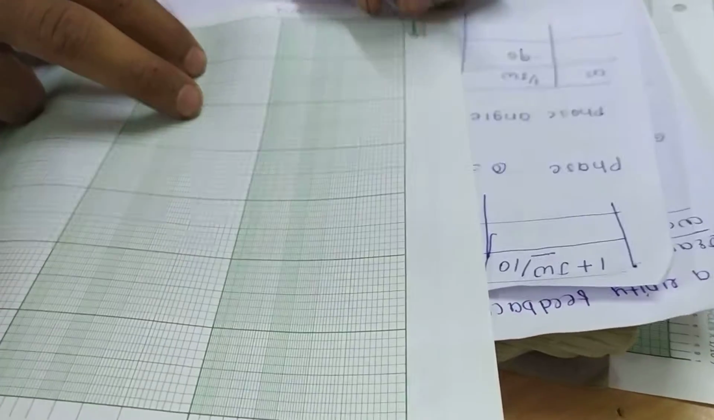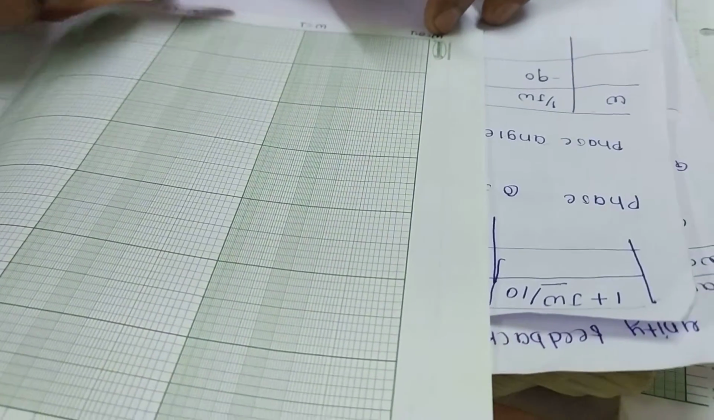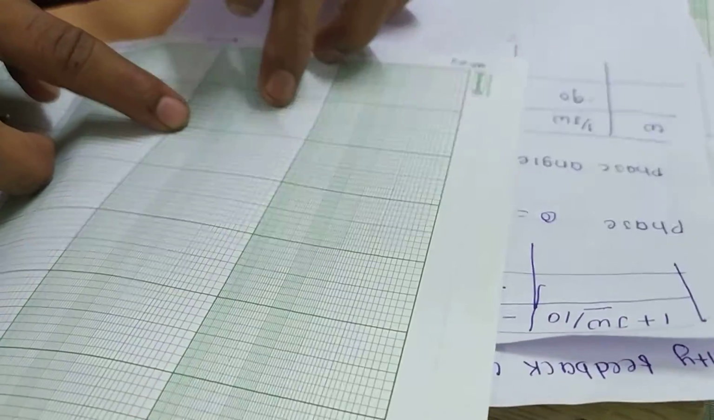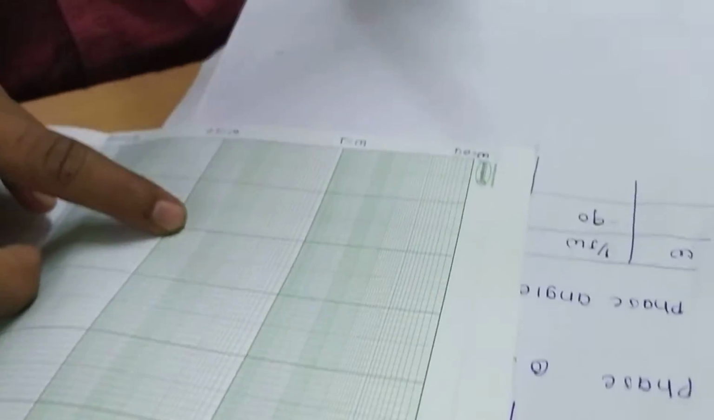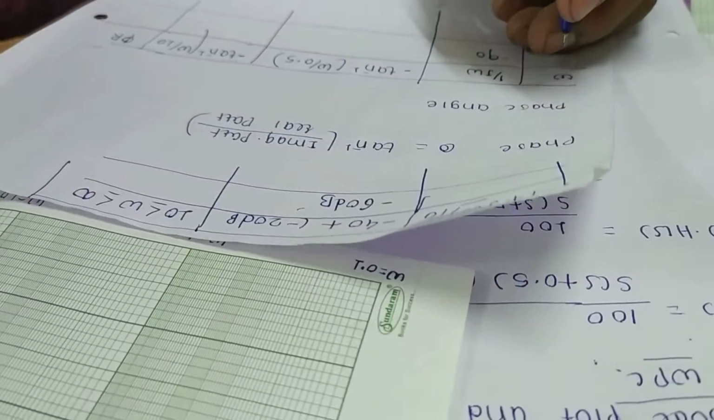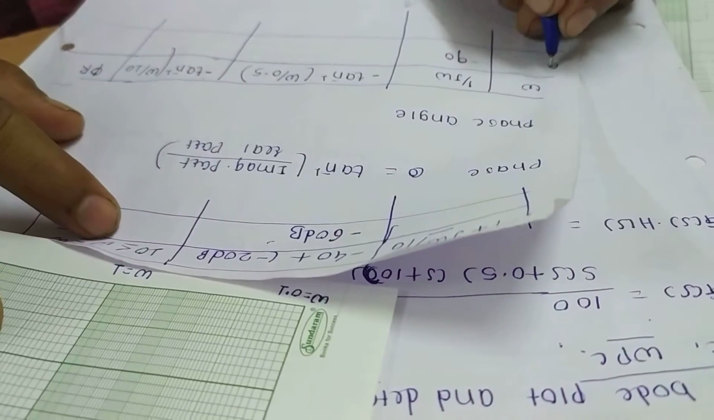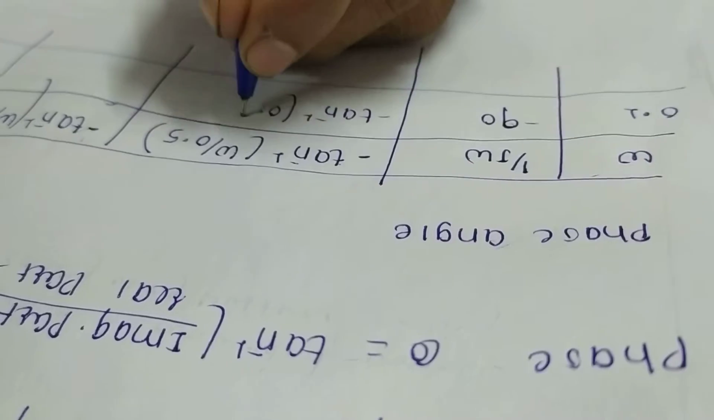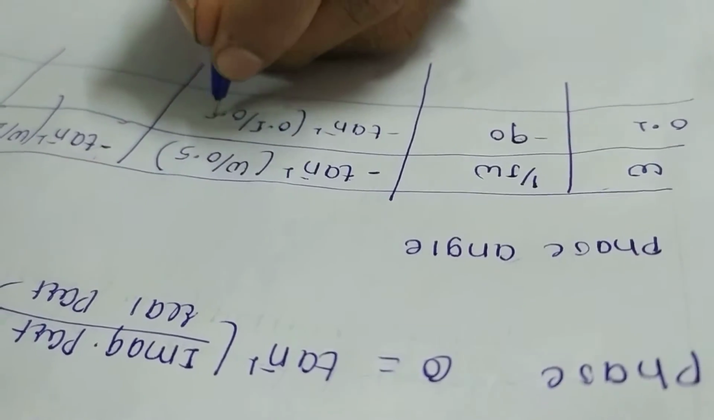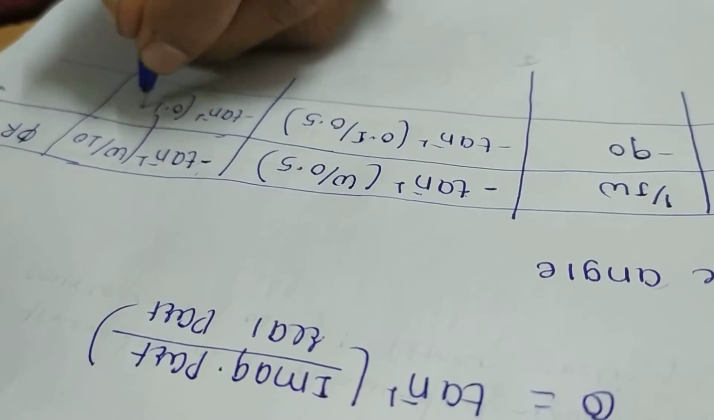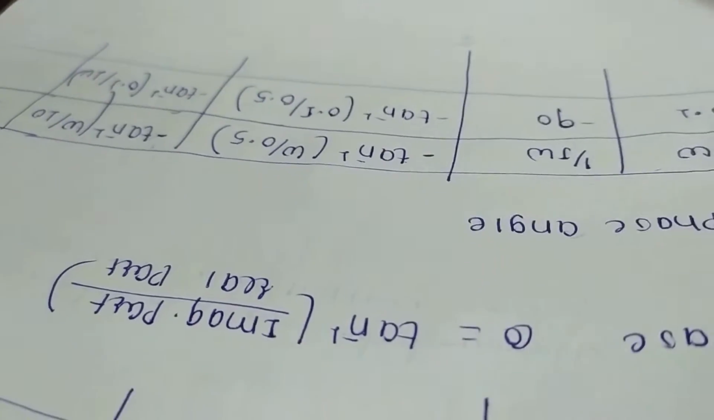But the values should not jump too far. If the first value we have taken is 0.1 and the second value is 1, and the third value is 100, the phase will not be in the perfect way. That's why we have to take the nearest values. So the first value is 0.1: minus tan inverse of 0.1 upon 0.5, minus tan inverse of 0.1 upon 10, and then we have to find the resultant.